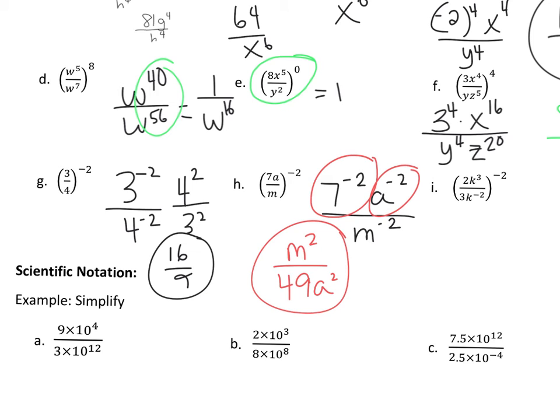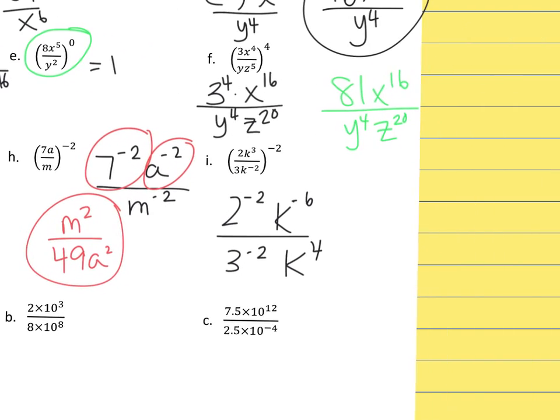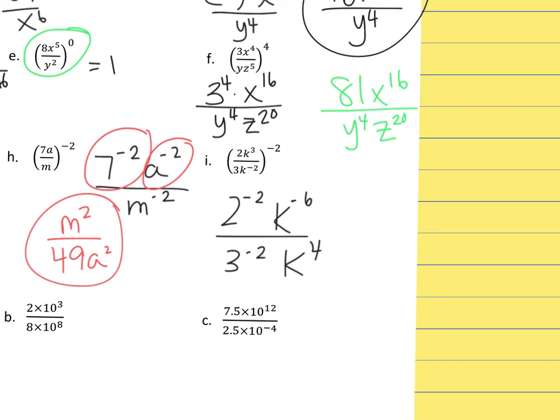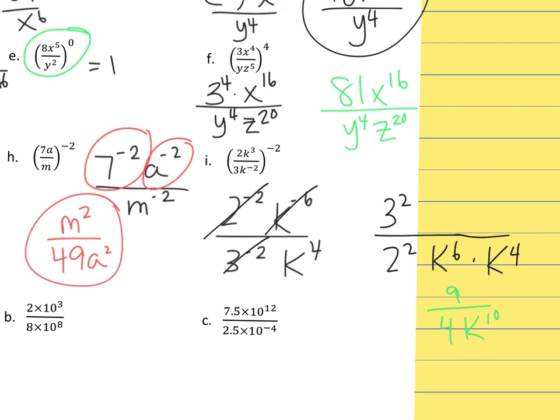I is 2 to the negative 2, k to the negative 6, over 3 to the negative 2, k to the positive 4. So now I'm going to do all the negative exponents and make them positive. So it's going to be 3 squared on the top, 2 squared on the bottom, k to the 6 on the bottom, and k to the 4 stays where it's at. So in the end, I'm going to have 9 on the top, 4k to the 10th on the bottom, because k to the 6th times k to the 4th is k to the 10th.